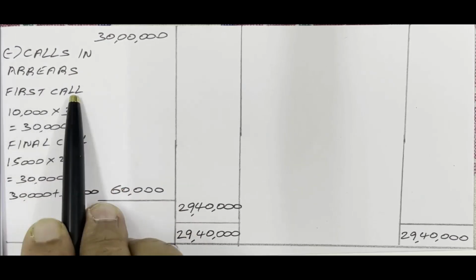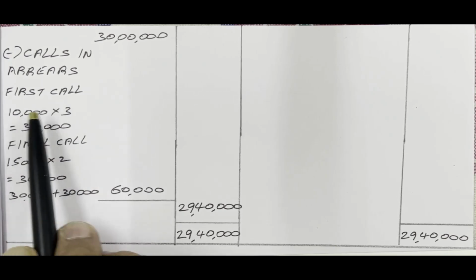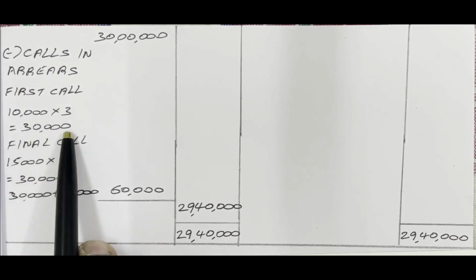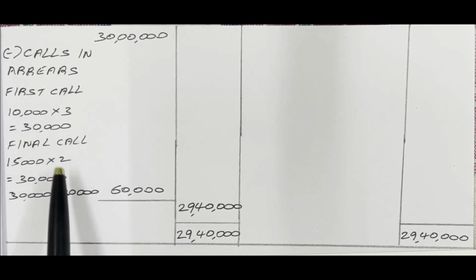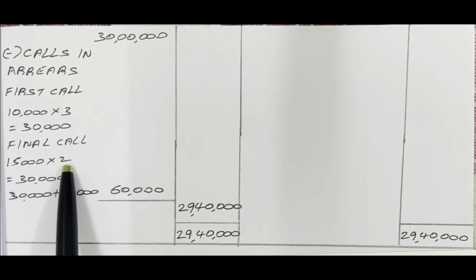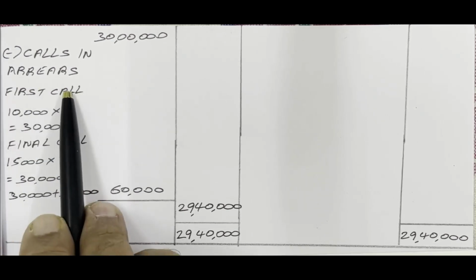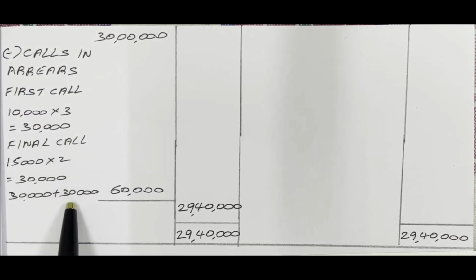Calls in arrears. First call: on 1 share, first call amount is 3 rupees. On 10,000 shares, first call money did not come. Therefore, 10,000 into 3 rupees each, 30,000 is the calls in arrears for first call. Final call: on 1 share, final call amount is 2 rupees. On 15,000 shares, final call money did not come. 15,000 into 2 rupees, 30,000 is the calls in arrears for final call. So first call arrears amount 30,000 plus final call arrears amount 30,000, total 60,000 is the calls in arrears amount.